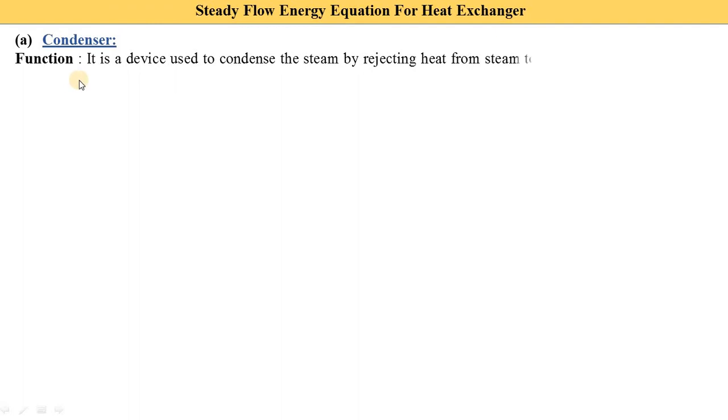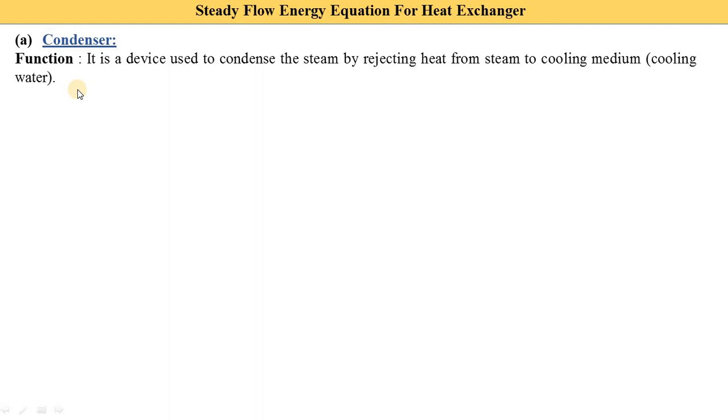So first we derive for the condenser. What is the function of a condenser? A condenser is a device used to condense steam by rejecting heat from the steam to a cooling medium, meaning cooling water. I already explained the meaning of the condenser. Its name is given because of the condensation process. If condensation is going on inside the heat exchanger, then it is called a condenser.